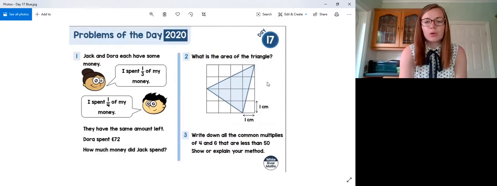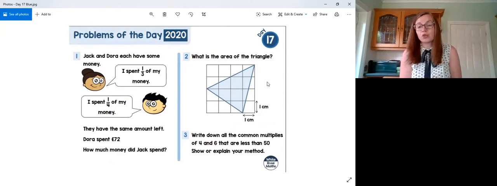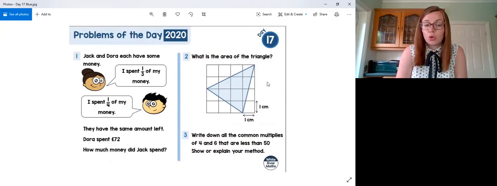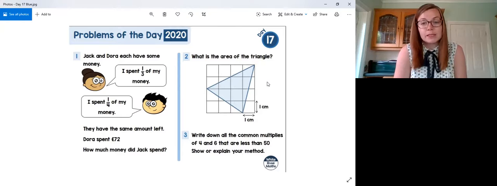So there are 3 blue questions today, and we're back with Jack and Dora to start. So Jack and Dora have some money, but it's different amounts this time. We are told that Dora spent 1/3 of her money, and Jack spent 1/4 of his money. Again, they have the same amount left at the end. Dora spent £72. So how much money did Jack spend?